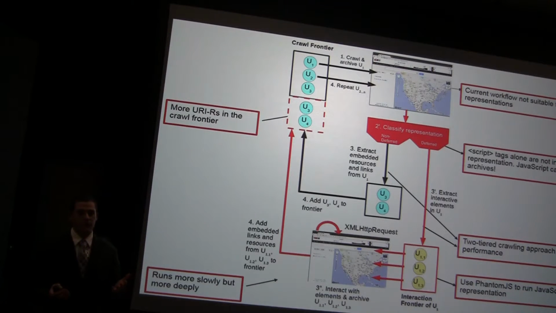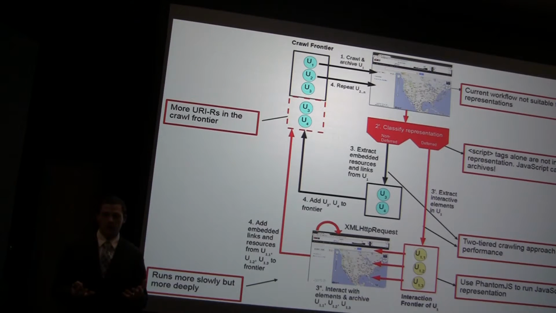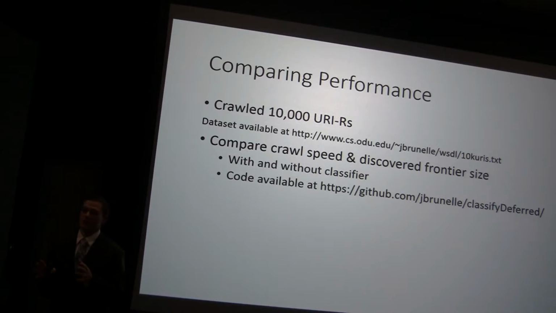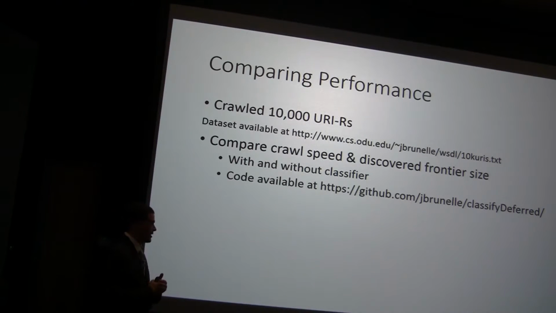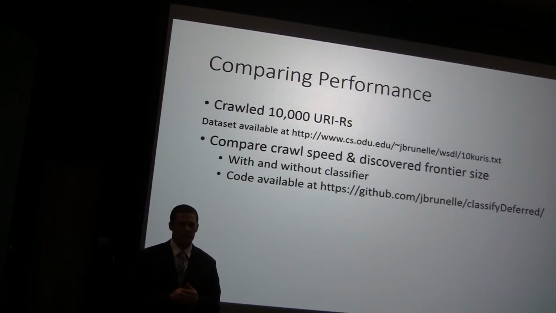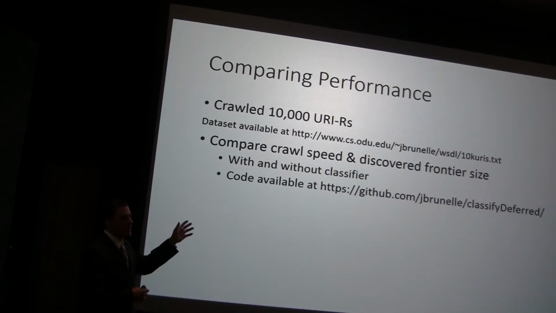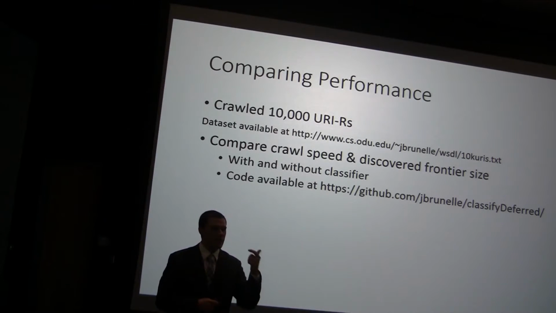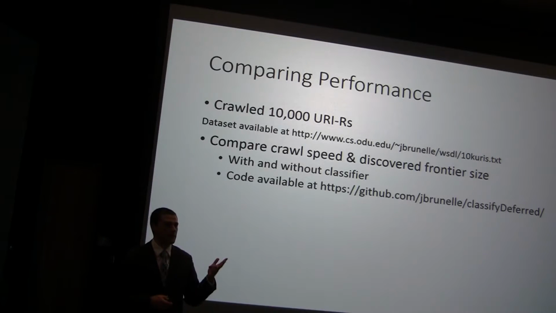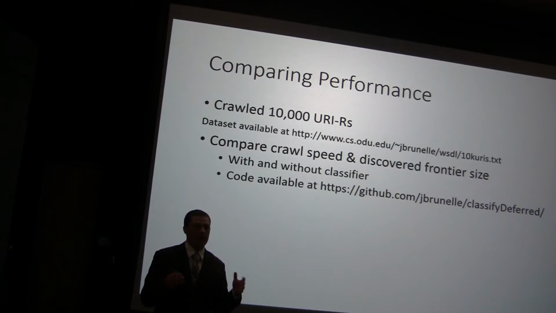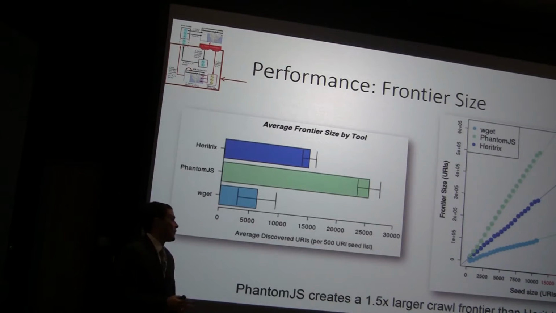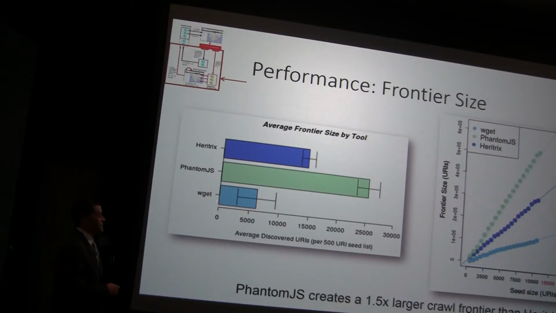And as a result, as you might imagine, we're getting a more complete crawl frontier, but we're also taking a lot longer to crawl. And so we wanted to understand what that performance trade-off looked like and what the extent of that performance trade-off was. So again, we organized an experiment in which we sampled 10,000 URI-Rs from the web, and we crawled them with 3 tools, the Heritrix crawler, Phantom.js, and as a baseline, we crawled them with wget, and we measured the completeness and the size of the crawl frontier, which represents the completeness of the crawl, and we also sampled the crawl time.